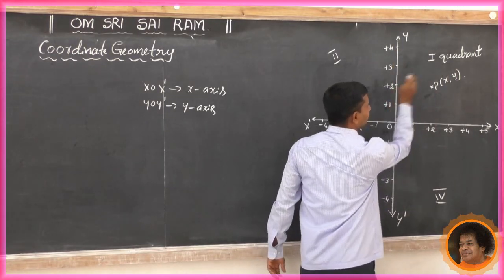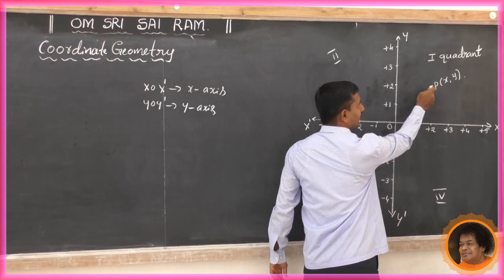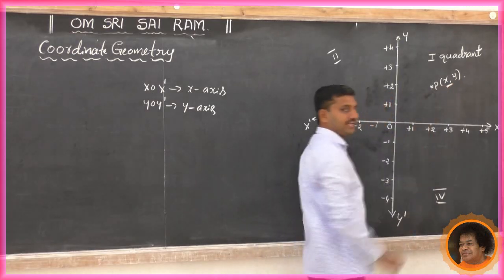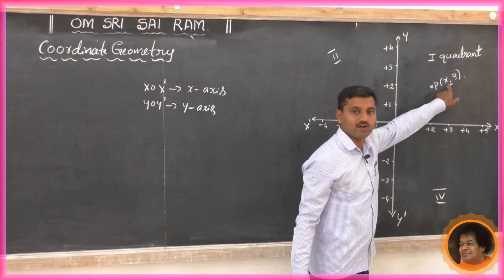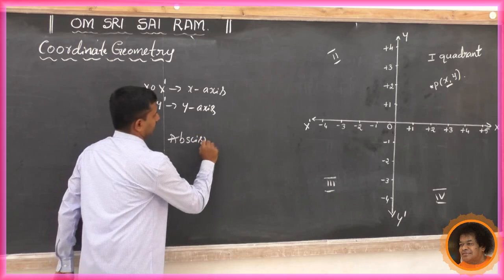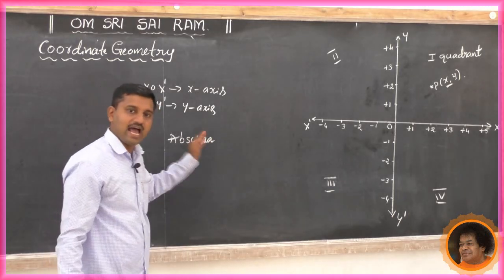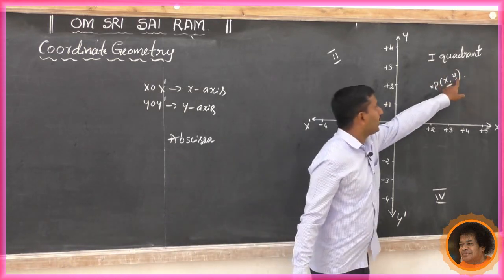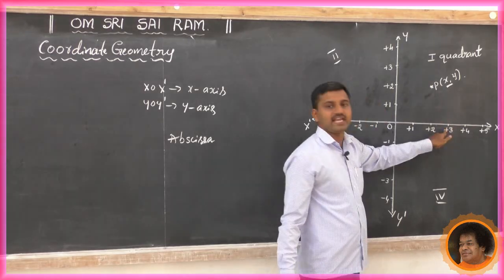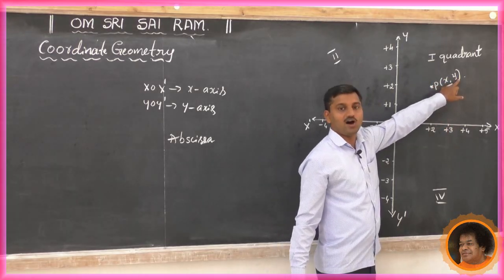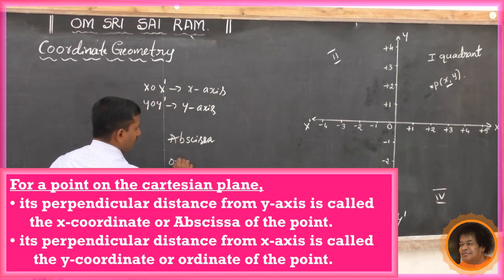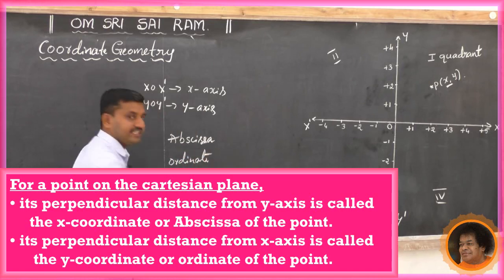The perpendicular distance of the point from the y-axis is known as the x coordinate, or it is also known as abscissa. And one more, that is y. What is y? The perpendicular distance from the x-axis is the y coordinate, also known as ordinate. I think it is clear.